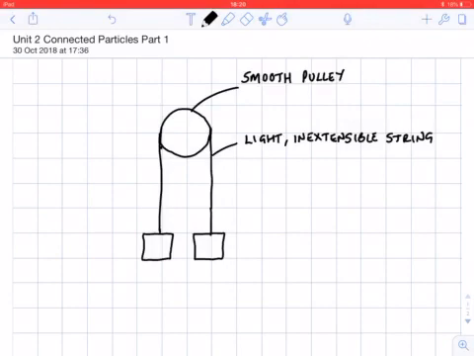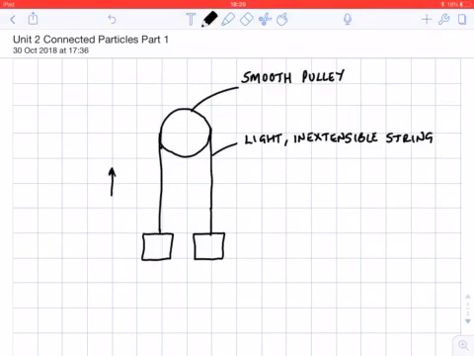And in your exams, you may be asked by the examiner what effect the light and inextensible string and the smooth pulley has on the system and your assumptions. So if we start with the string is inextensible, that means that the acceleration of the two particles at each end will have the same magnitude. Obviously, you could imagine if the string was elastic and we released the system, you'd have the particles bobbing up and down at varying accelerations.